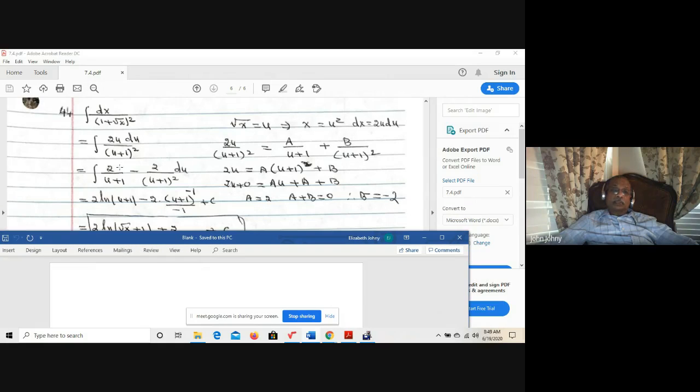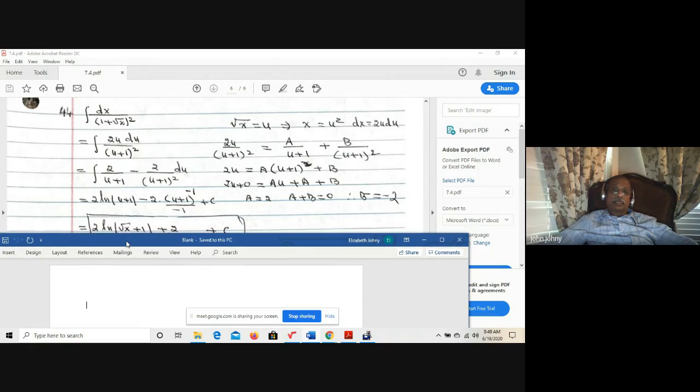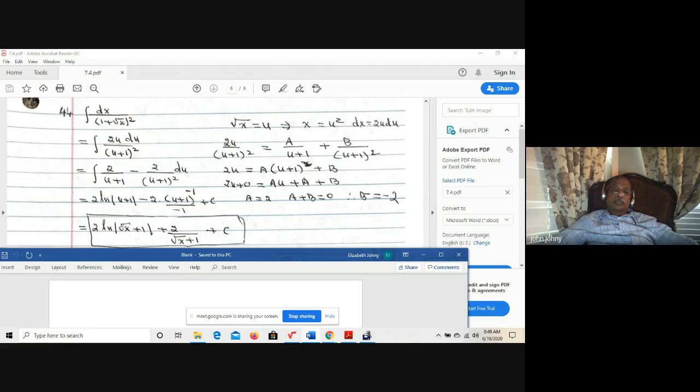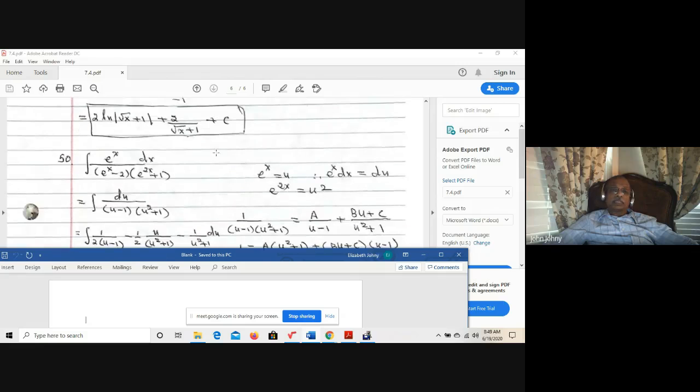First one is 2 times natural log of u plus 1 minus 2 times u plus 1 to the negative 1 over negative 1, and u is the same as square root of x. So it is equal to 2 times natural log of square root of x plus 1 plus 2 divided by square root of x plus 1 plus constant of integration.